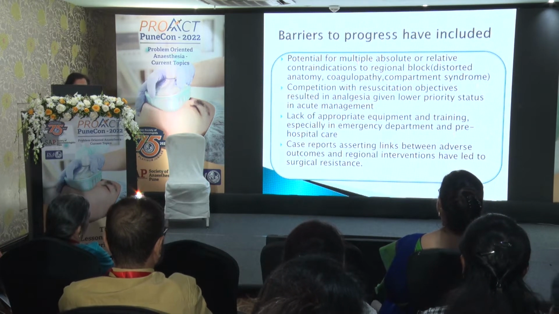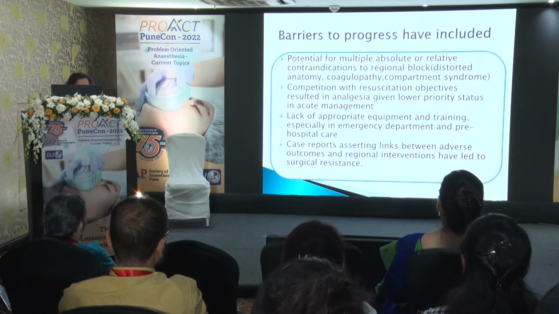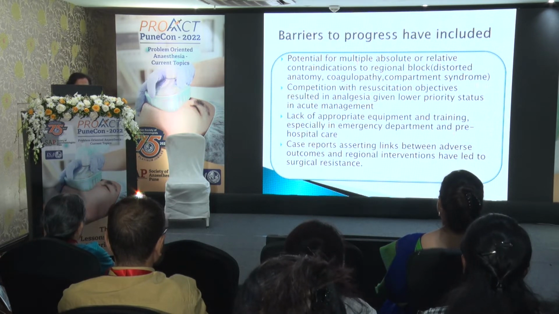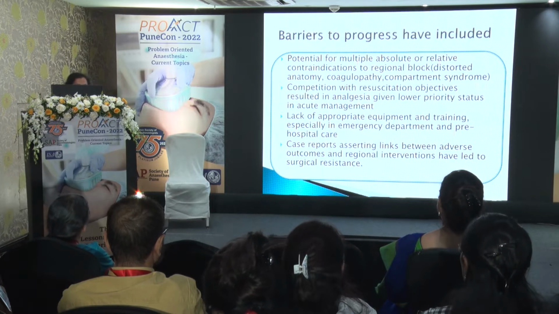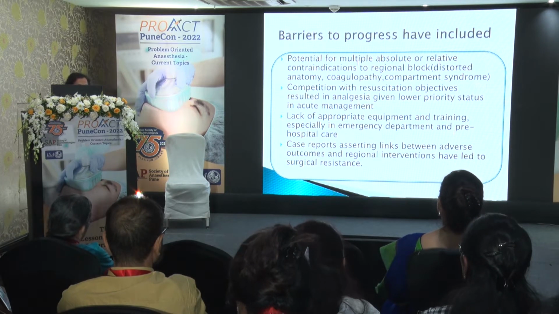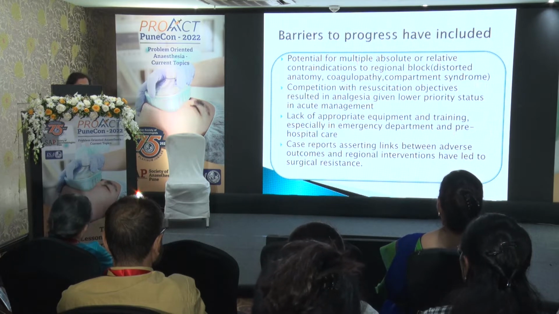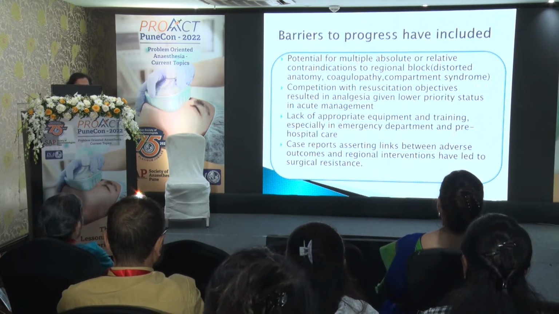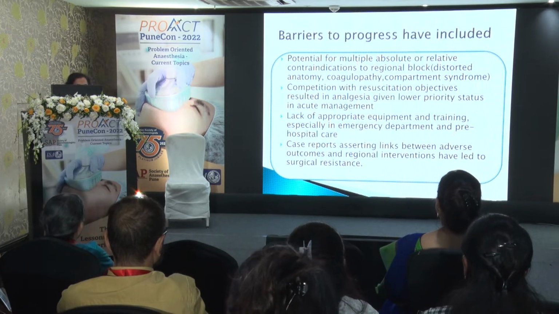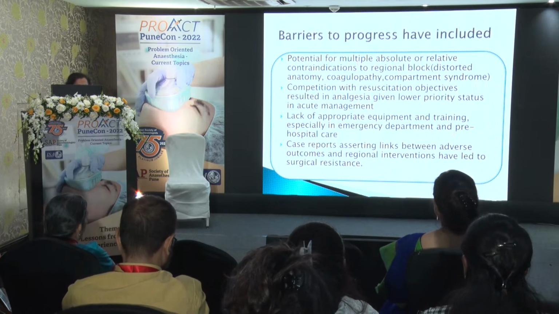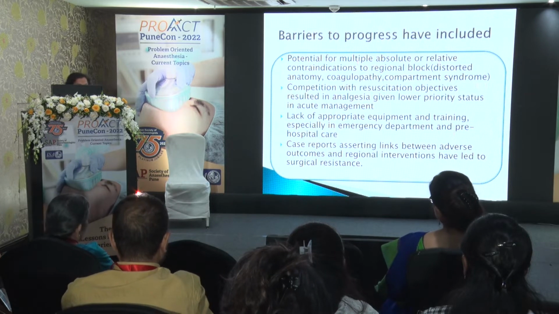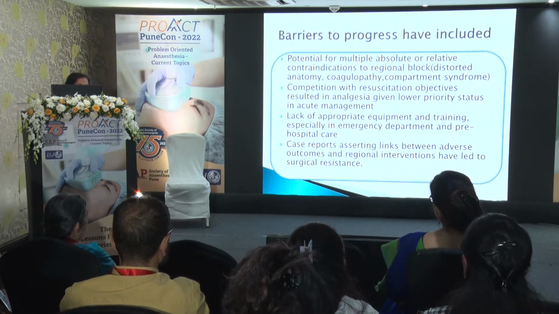Potential for multiple absolute or relative contraindications for the regional blocks. They will avoid these regional blocks in the emergency department, like distorted anatomy, coagulopathy, compartment syndrome. The surgeon will resist competition with the resuscitation team objectives because they think that resuscitation is the main priority and pain is not given the priority. Lack of appropriate equipment and training, especially in the emergency department and pre-hospital care. And there are case reports which are the main culprit that link between the adverse outcome and the regional anesthesia interventions.